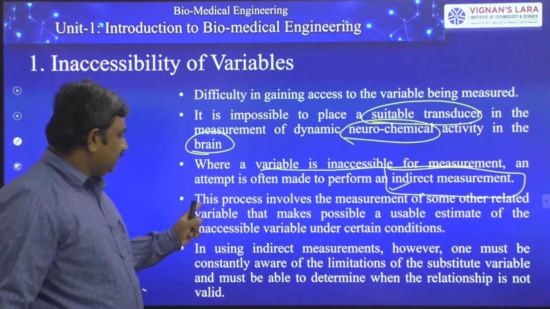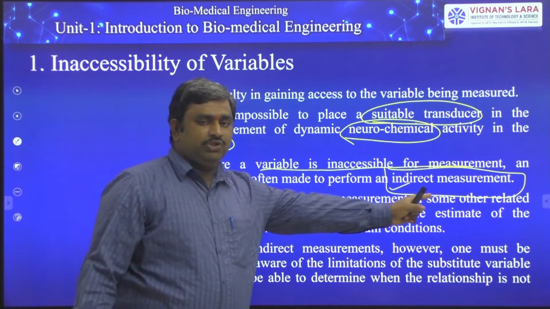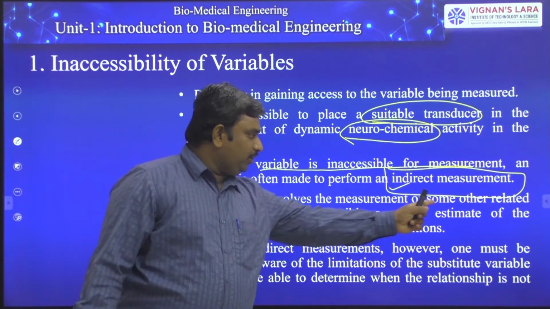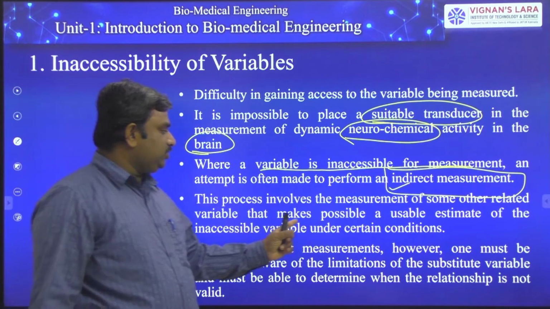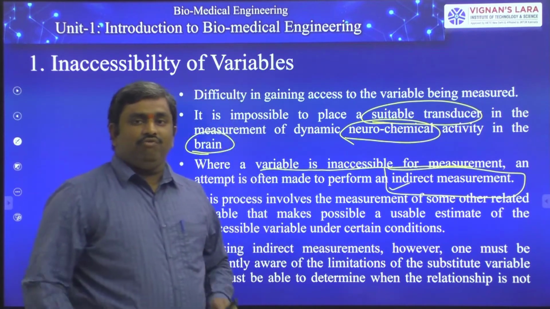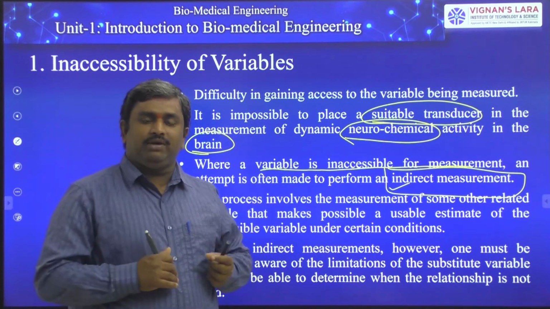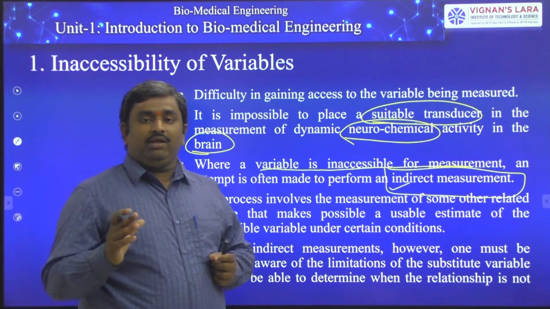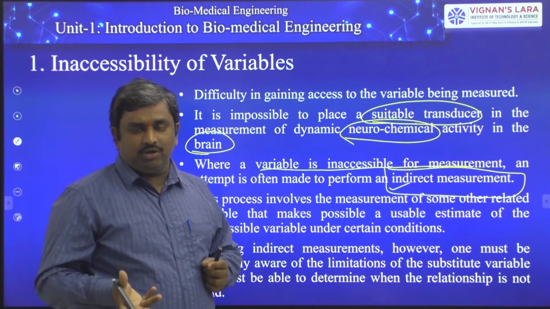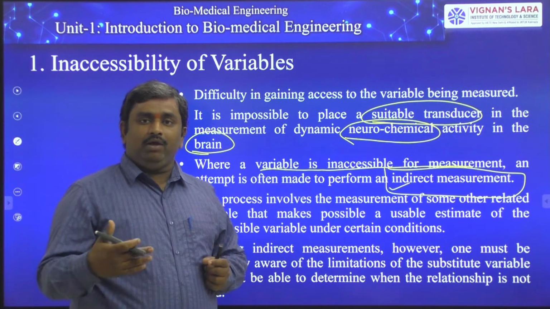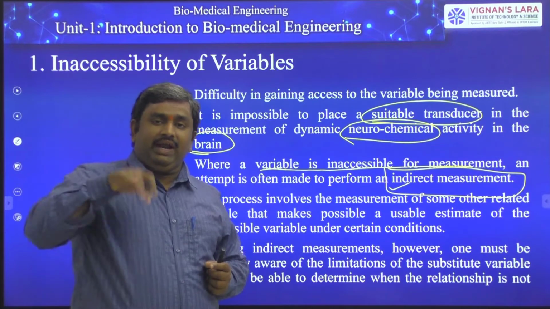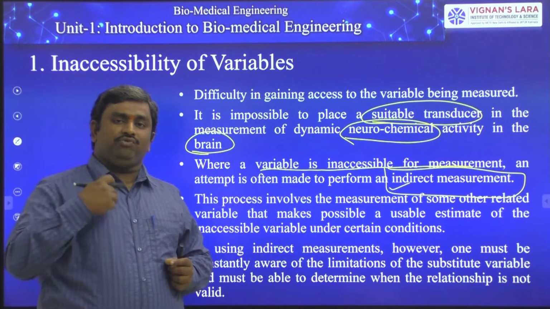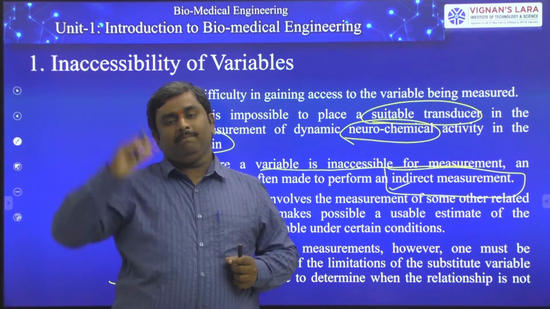process. Okay. Next, this process involves the measurement of some other related variables that makes possible a usable estimate of inaccessible variables under certain conditions. Wherever direct measurement is not available, we take indirect measurement. Where we cannot measure or access the direct variables, we take their related variables. Based on those variables, we will identify the required variables.